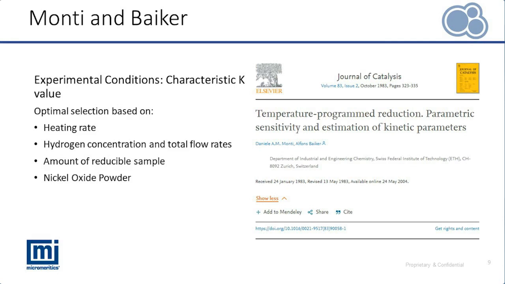A characteristic number K was determined to aid in the most optimal reduction profiles. The following sections will focus on these parameters to demonstrate the sensitivity of TPR for the 13% copper oxide nanoparticles on alumina support. The K values for this material would then be determined.